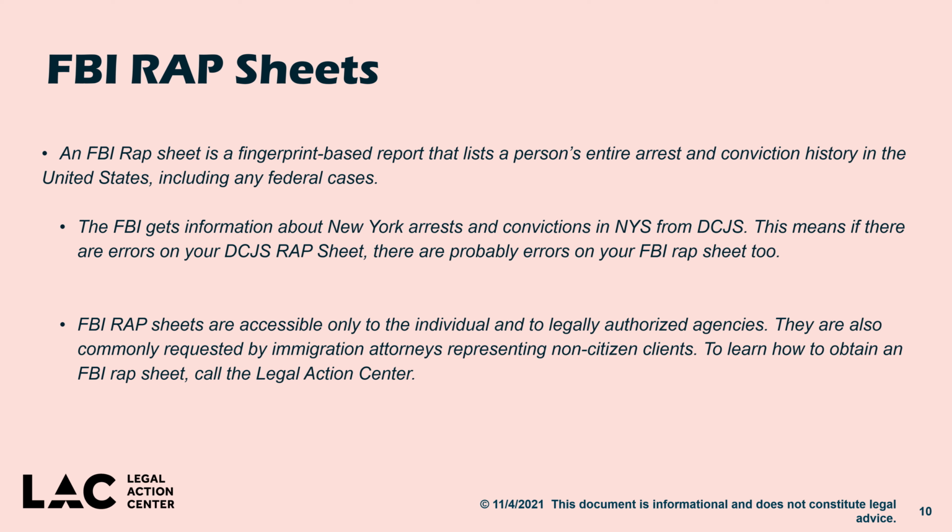The FBI gets information about New York arrests and convictions from New York State's Division of Criminal Justice Services. If there are any errors on your DCJS rap sheet, there are likely errors on your FBI rap sheet as well. FBI rap sheets are accessible only to the individual and to legally authorized agencies. They are commonly requested by immigration attorneys representing clients that are not U.S. citizens. To learn how to obtain an FBI rap sheet, call the Legal Action Center.